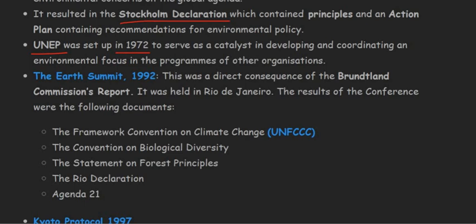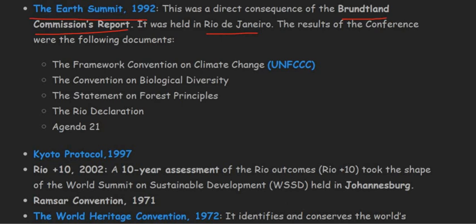programs of other organizations. The Earth Summit, 1992, this was a direct consequence of the Brundtland Commission's report. It was held in Rio de Janeiro. The results of the conference were the following documents. The Framework Convention on Climate Change, UNFCCC. The Convention on Biological Diversity. The Statement on Forest Principles. The Rio Declaration. Agenda 21.